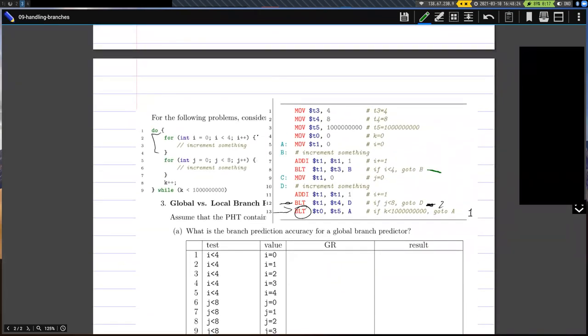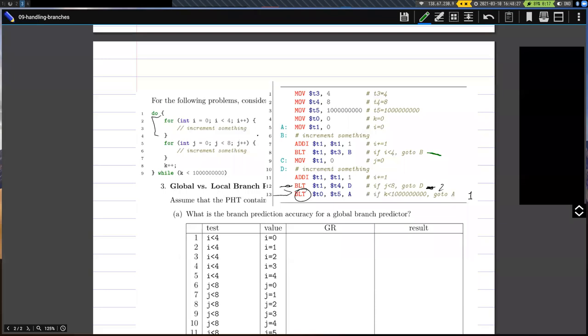Is that local again? Local again, yeah. So apologies for confusing the waters last lecture. We're considering local to a single branch. It's kind of funny. The calculations work out either way for this specific example, but that's not true in general.